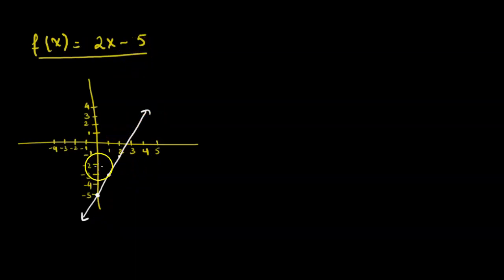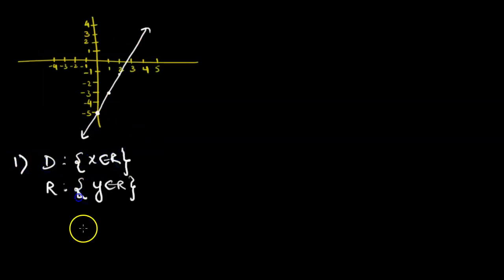Now we will write the characteristics of this original linear function. First is domain and range. Because it's a linear function, the domain is all real numbers, x ∈ ℝ. Second is range, and that's y ∈ ℝ. Second, we have to write down the x and y intercepts.